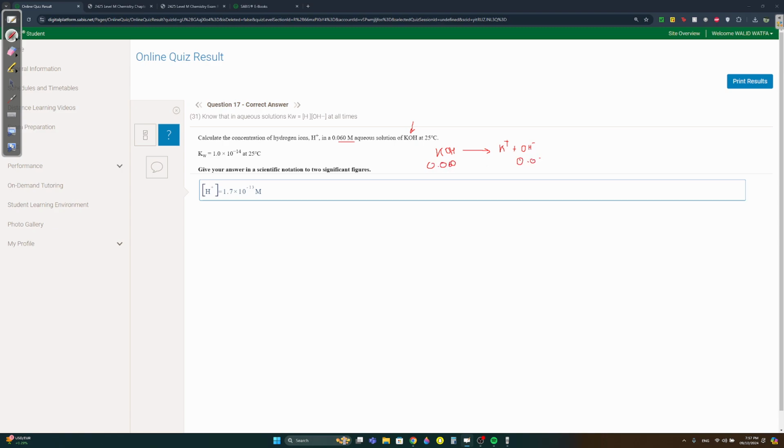So 0.6. Are they asking about H plus or OH? Asking about H plus. How do we find that? We always divide 10 to the power of negative 14 by the concentration of OH, right? So 0.6. And you're going to get, like, let's put this on a calculator.